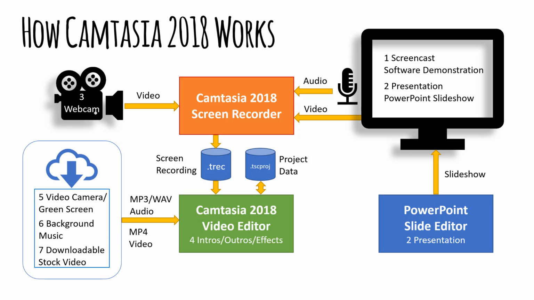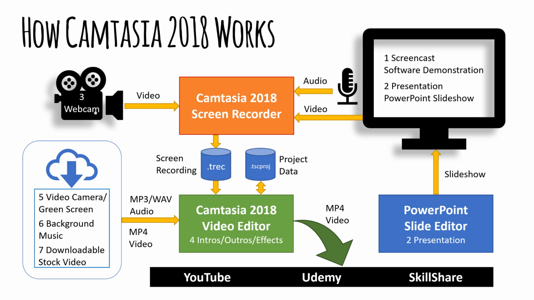What other sources might you bring in? Well, what about an MP4 from a video camera? What about doing green screen with that too? You can bring in background music or downloaded stock video images. All of this stuff you pull into the video editor and you massage it all together, adding transitions and zooms and all kinds of effects until you get what you want as a finished video for a lecture. Now that lecture gets outputted as a simple MP4 file.